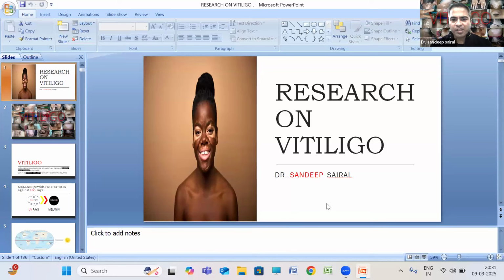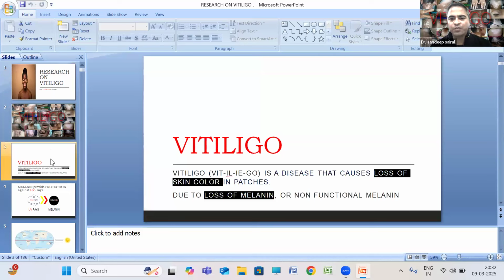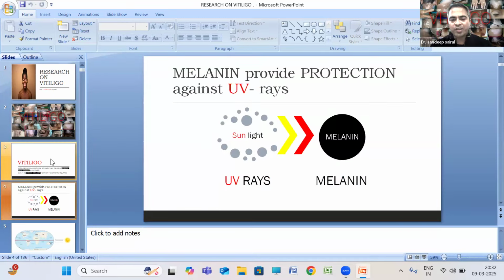My today's topic is research on vitiligo. Straightforward, vitiligo means there's a white patch. Okay, vitiligo means white patch, and the basic reason for the white patch is loss of melanin. And the role of the melanin is to provide protection against the harmful radiations of sunlight, especially the UV rays.